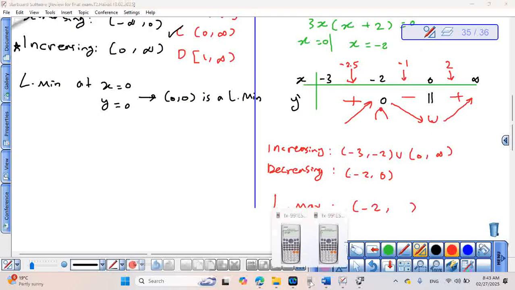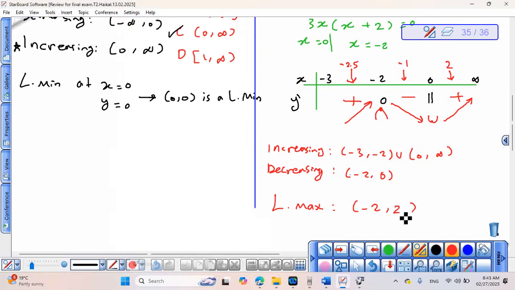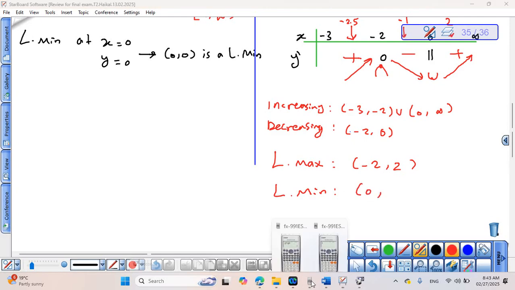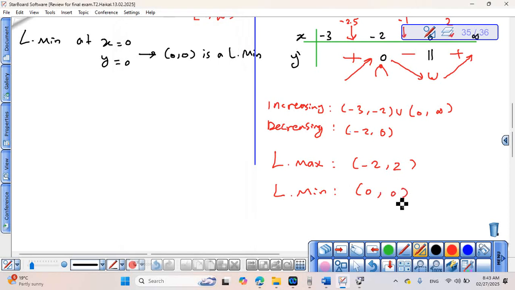Okay, now calc negative 2. The answer may be 2. This is a local maximum. And also a local minimum at 0. We can find this by calc 0, also 0. Yes, this is 0. That's it.